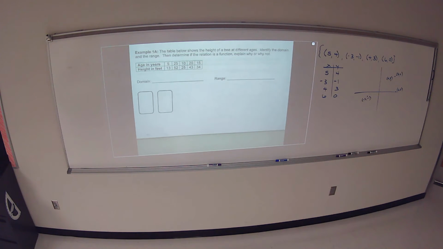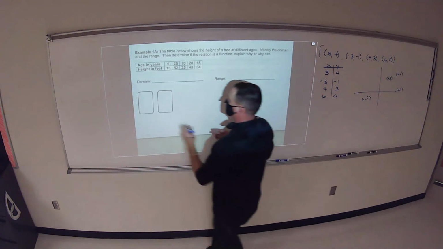Of all possible inputs. So what did we say our input was? The age or the height? It's the age. Okay. So we need to list every number that's in the age group on that list. But here's the thing. This is the big thing. Okay? And I'll write this right here.